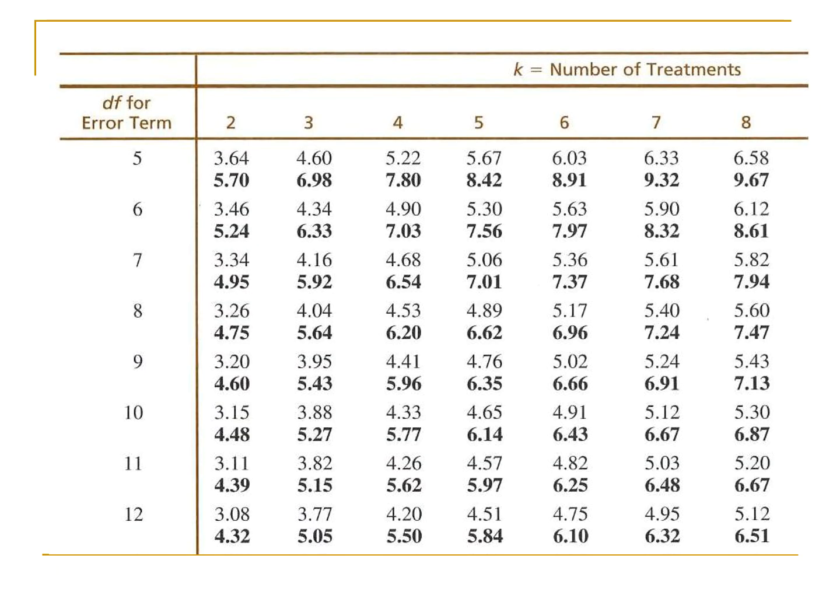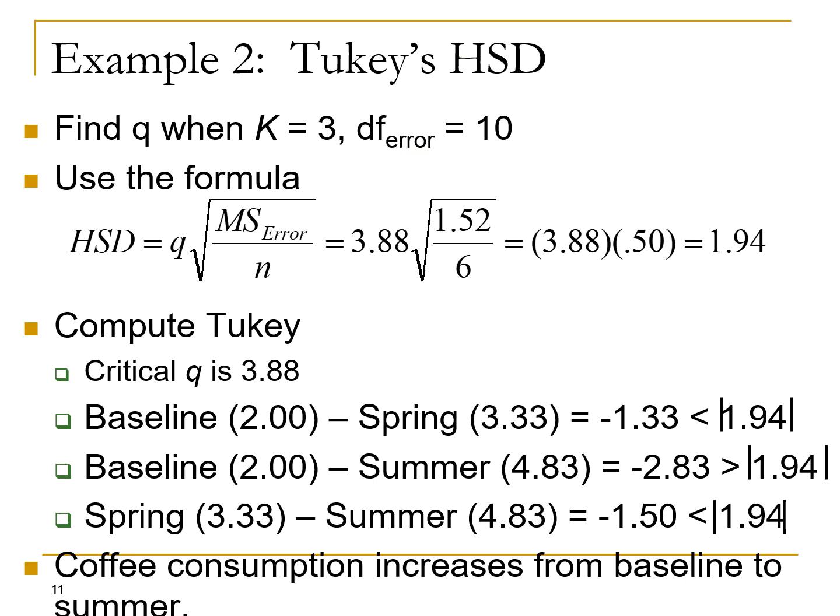So again, we're going to get that Q value. In this case, it's 3, the number of treatments, divided by the degrees of freedom error, which is 10: 3.88. We're going to put 3.88, our MS error, 1.52, divided by our total number of participants, 6. It becomes 1.94.